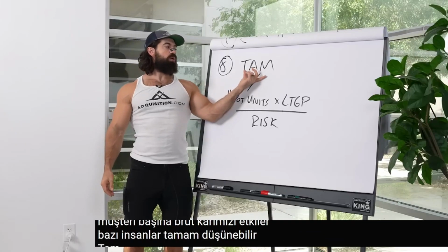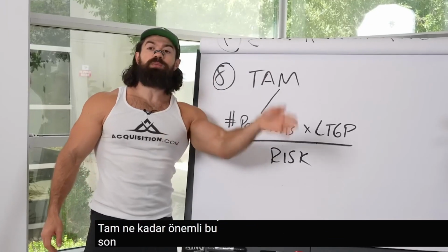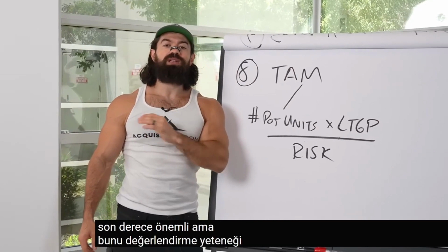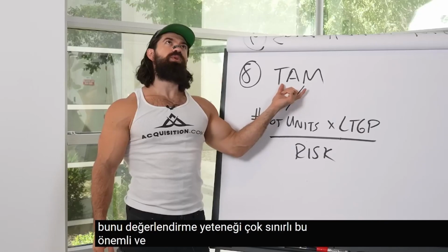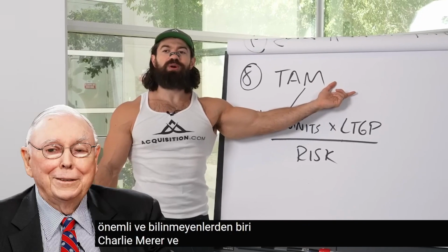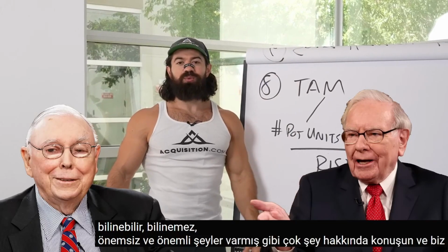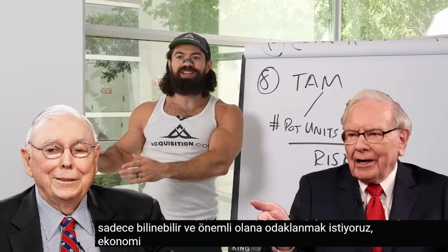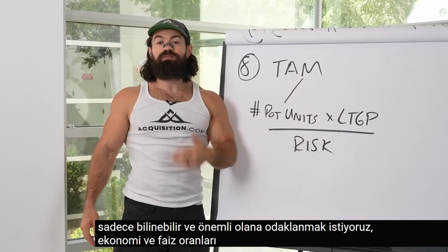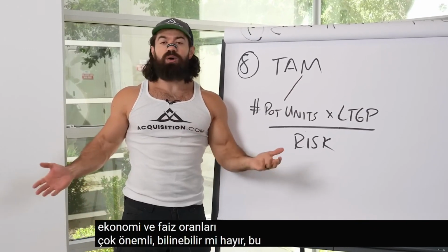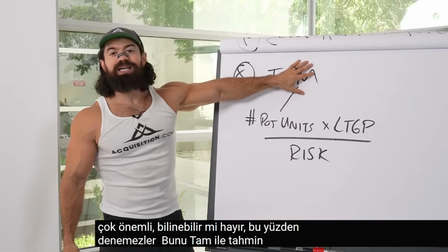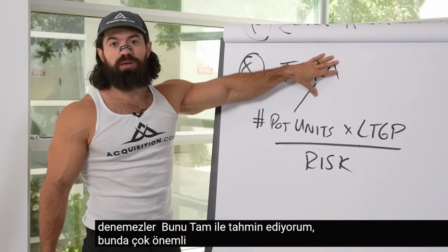Some people might think, okay, well, how important is TAM? It is extremely important, but the ability to assess it is very limited. This is one of those important and unknown, which Charlie Munger and Warren Buffett talk about a lot, which is like, you've got things that are knowable and unknowable and unimportant and important. And we just want to focus on the knowable and important. The economy and interest rates, very important. Is it knowable? No. So they don't try to predict it. With TAM, I see it kind of in that very important, but not knowable.